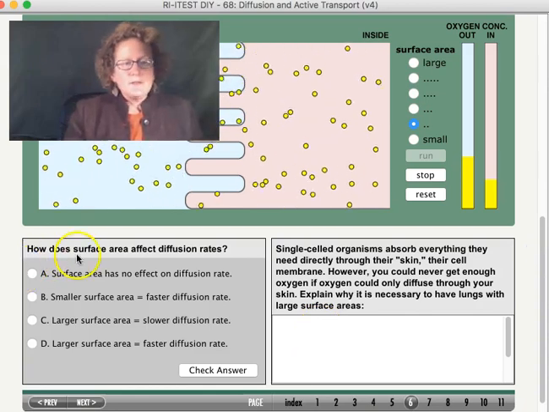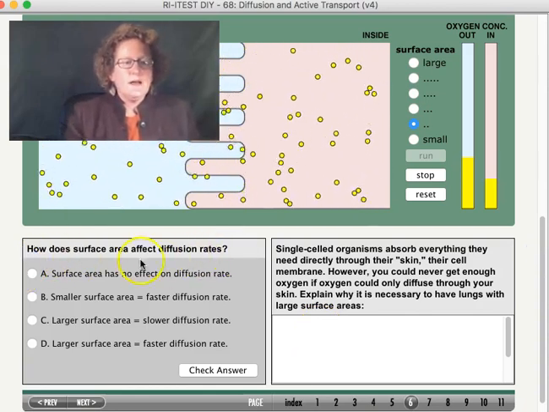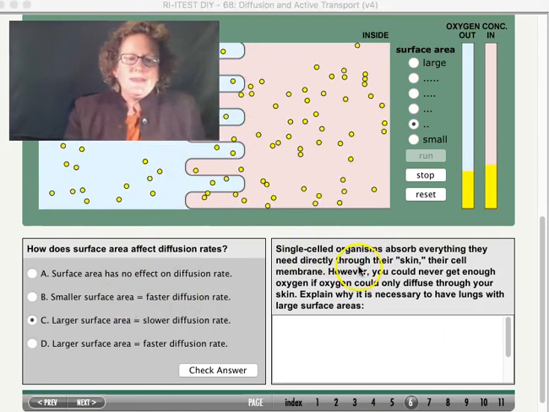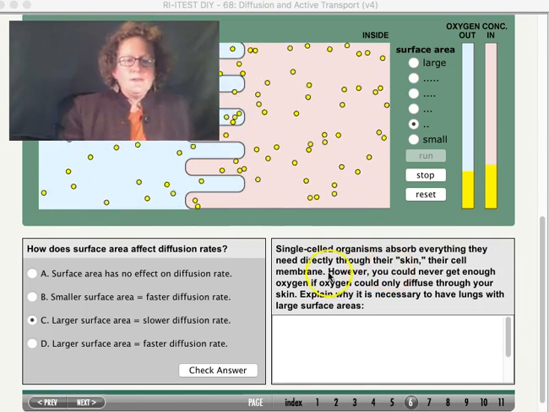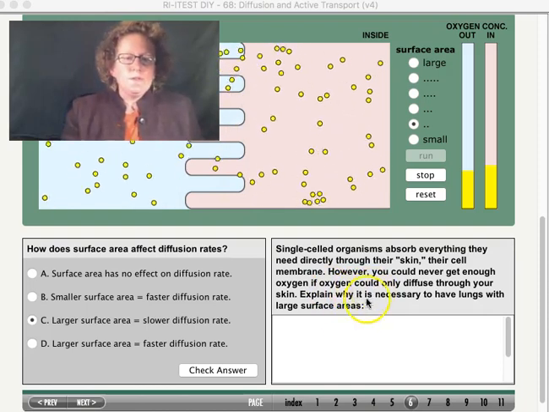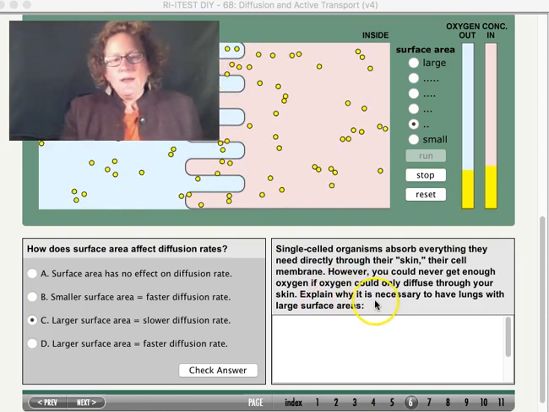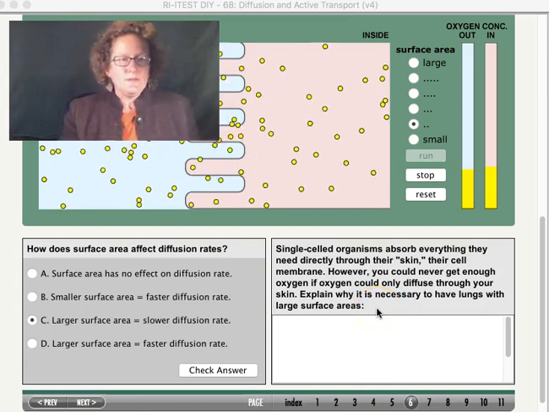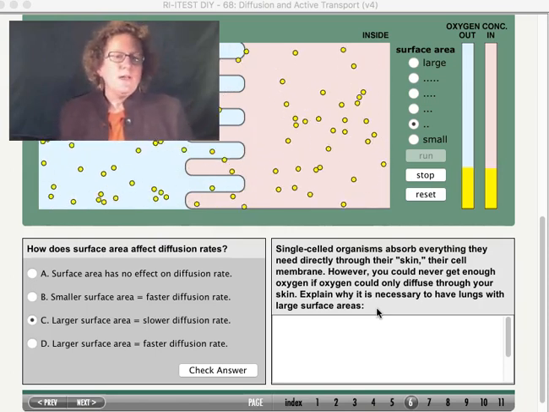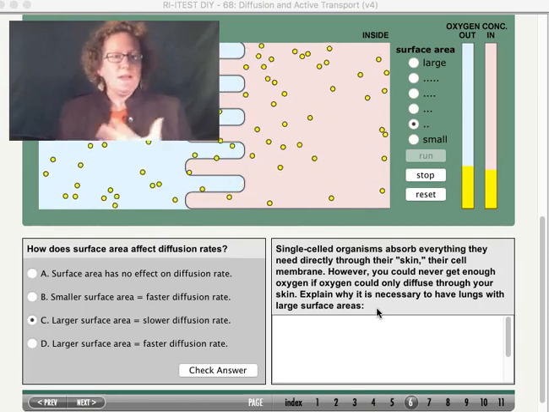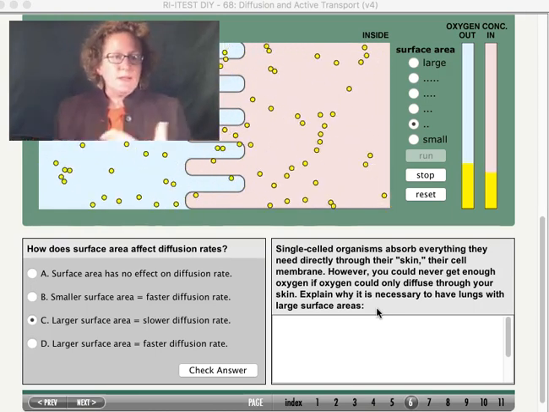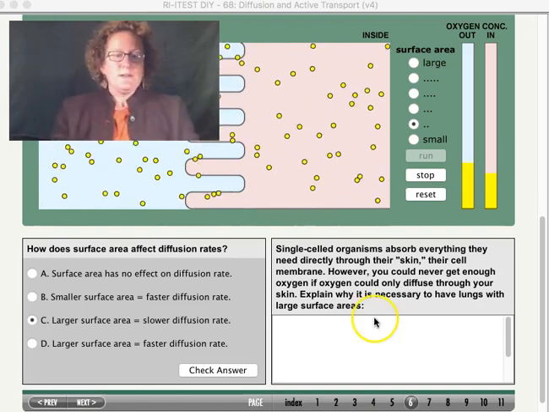So how does surface area affect diffusion rates? I'll let you answer this one. Single-celled organisms absorb everything they need directly through their cell membrane. However, you could never get enough oxygen if oxygen could only diffuse through your skin. Explain why it is necessary to have lungs with large surface areas. Well, we know that the more surface area you have, the faster things can diffuse because there's more places things can go across the cell membrane. If there's more cell membrane, there's more places to cross over, just like having more doors on a stadium.